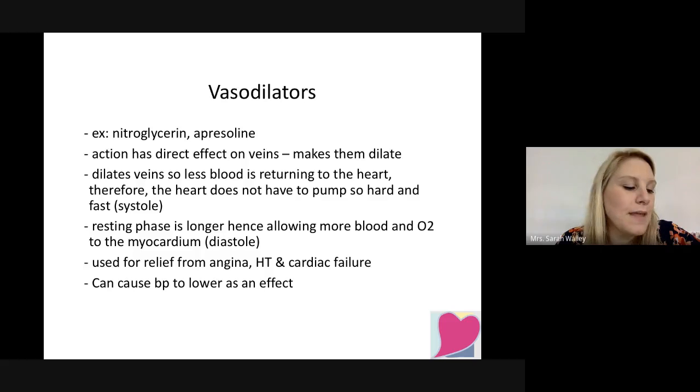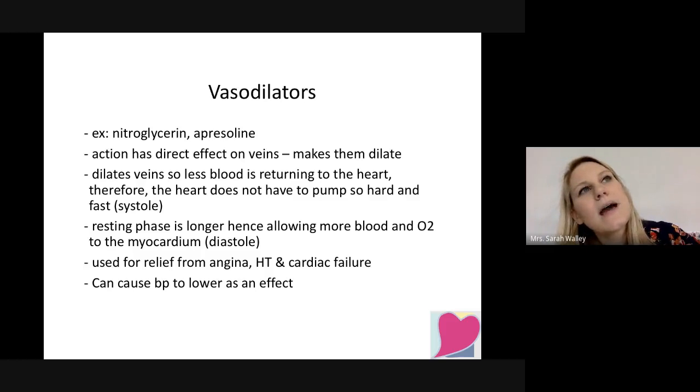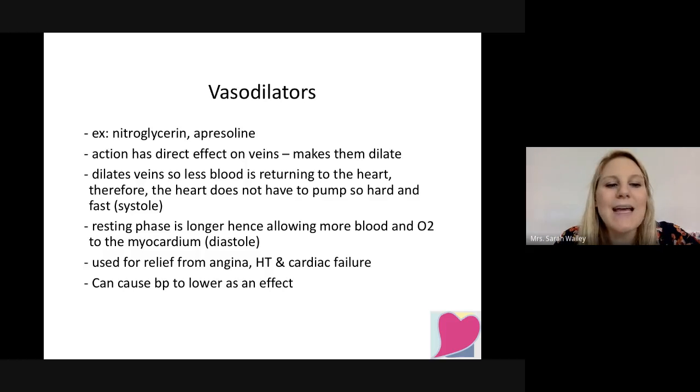And then also it's light sensitive, so it has to be in a container that reflects light, usually an amber colored bottle. I think those are all of the questions they ask about nitroglycerin, and just that it treats angina or chest pain. It dilates the veins so less blood is returning to the heart. Therefore, the heart does not have to pump so hard and fast. So pretty much that's what you need to know.